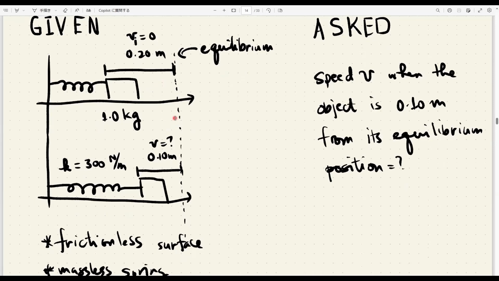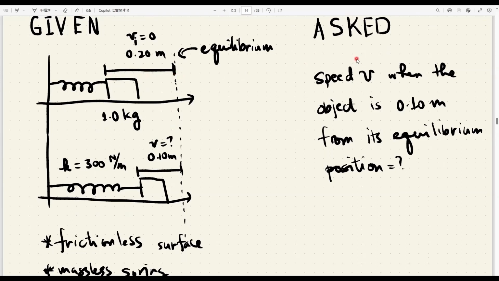And now we are also told that this spring has a spring constant of 300 newtons per meter. Now the question is, what happens when you let go of the spring? Of course, it's going to bounce back to the equilibrium position, and it's going to move until it reaches the equilibrium position.